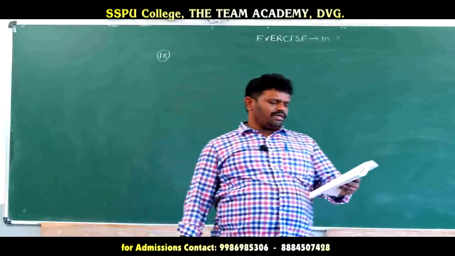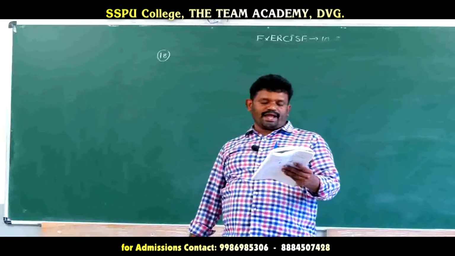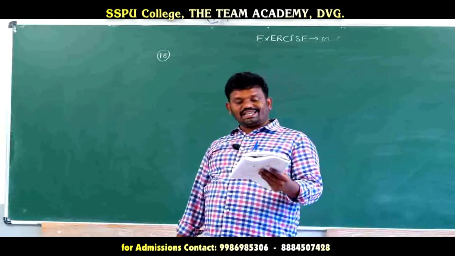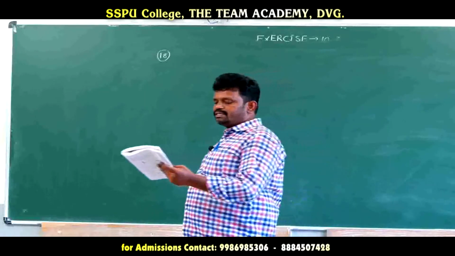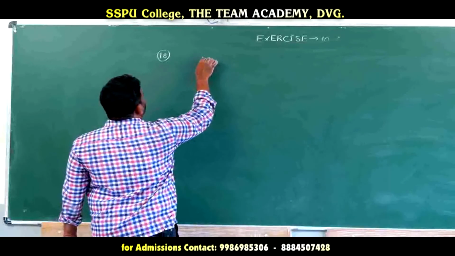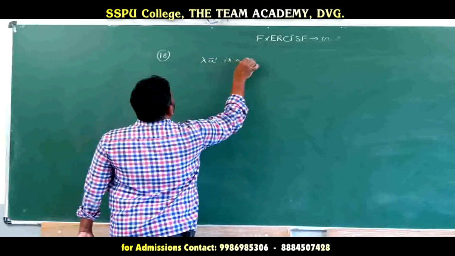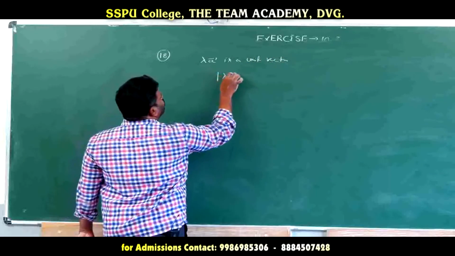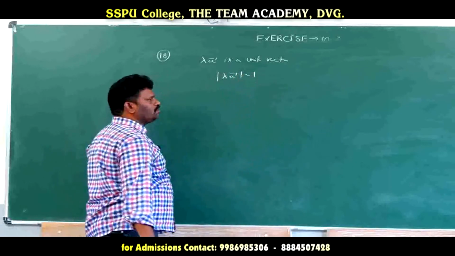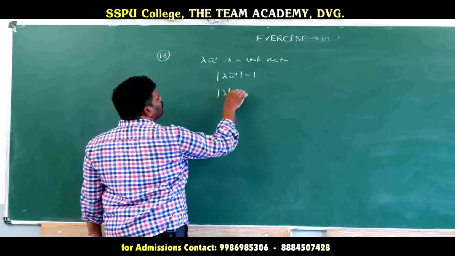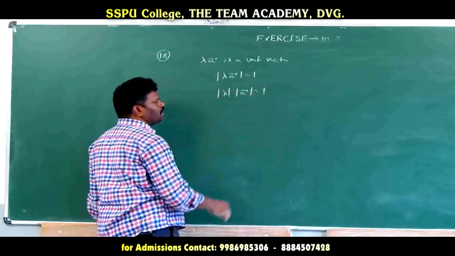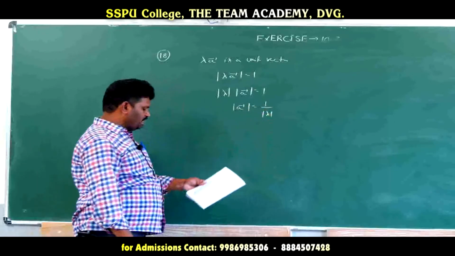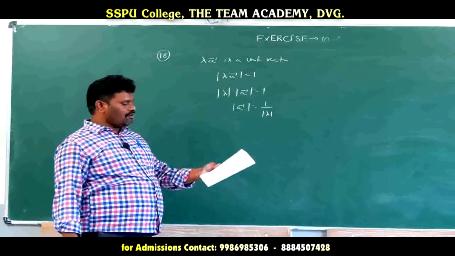Here is the 18th objective bit. Given that A bar is a non-zero vector of magnitude A, and lambda is a non-zero scalar, then lambda into A vector is a unit vector. A unit vector means the magnitude of lambda A bar is equal to 1. Splitting this, magnitude of lambda into magnitude of A is equal to 1, so magnitude of A is equal to 1 by magnitude of lambda.